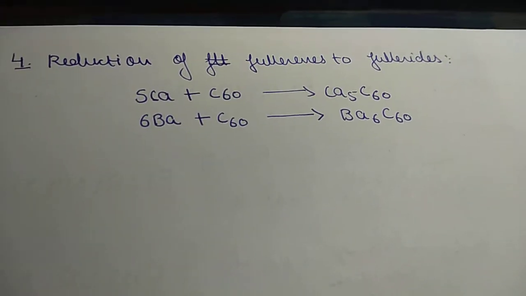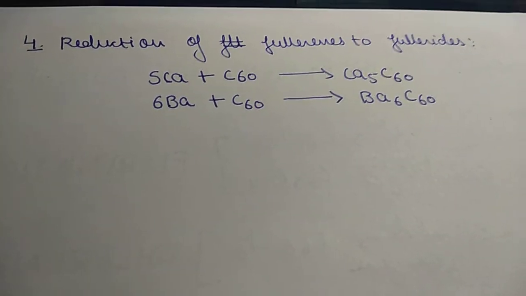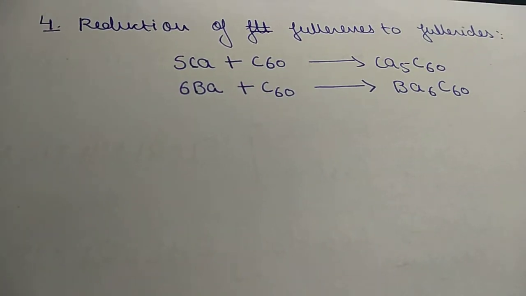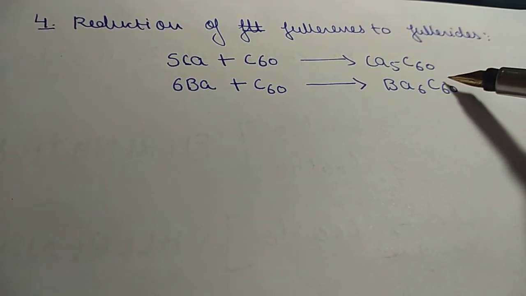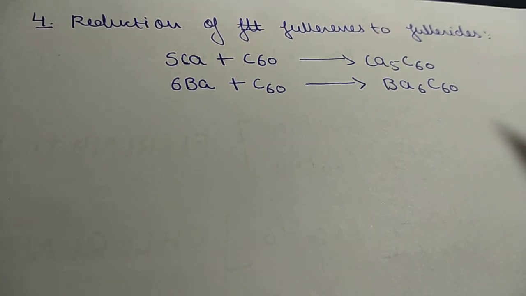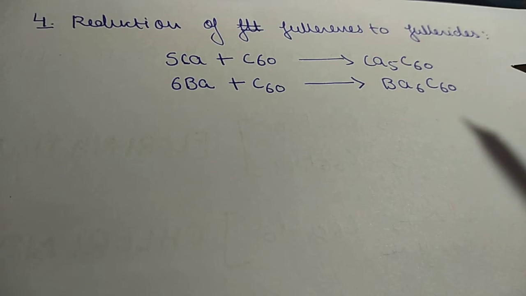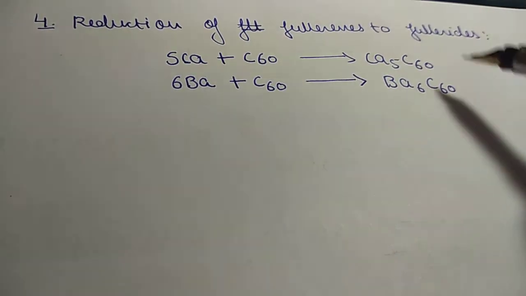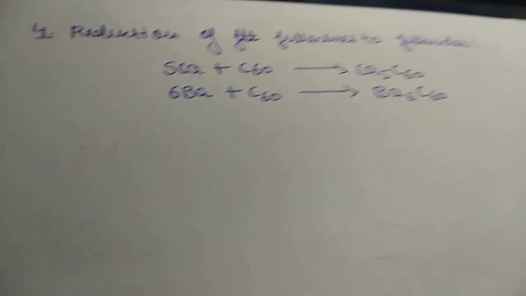Then reduction. It is reduction from fullerenes to fullerides. It can be carried out with the help of metals. With calcium, Ca5C60, with barium, Ba6C60. With alkali metals and alkaline earth metals, we can carry out the reduction from fullerenes to fullerides. So this is all about fullerenes. Thank you.